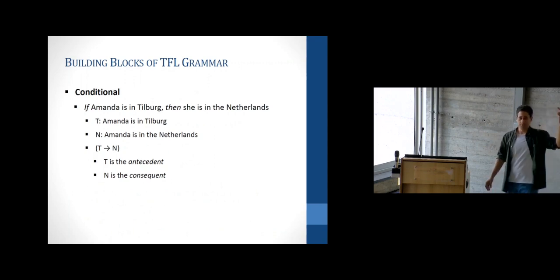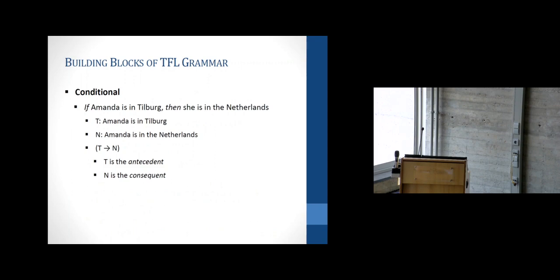Remember that for disjunctions, we have disjuncts making the disjunctions, and for conjunctions, we have conjuncts making the conjunctions. For a conditional, we have a different set of phrases. We say that T is the antecedent of the conditional, and N is the consequent of the conditional. Antecedent, first part; consequent, last part.